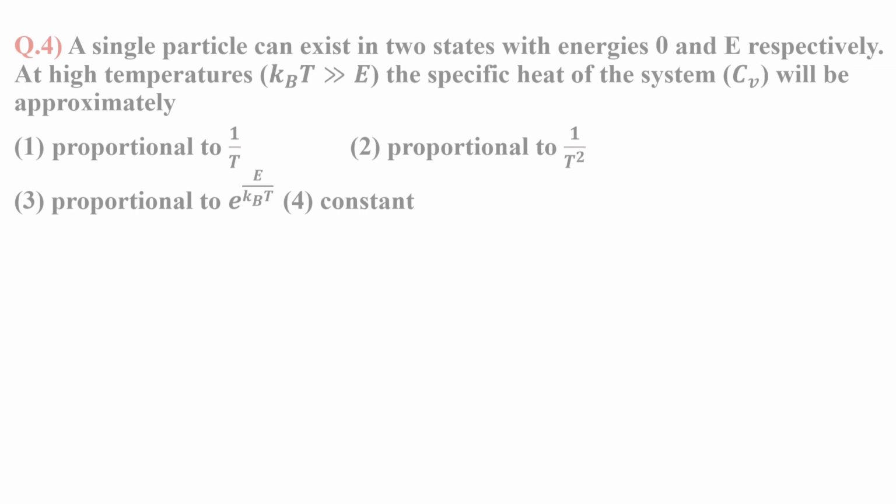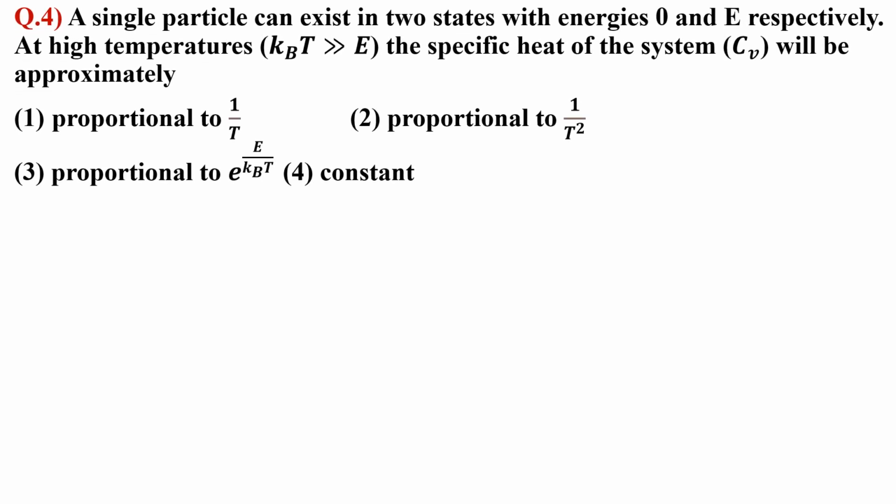Question 4. A single particle can exist in two states with energy 0 and E respectively. At high temperatures, kBT greater than E, the specific heat of the system Cv will be approximately option 1, proportional to 1 upon T, option 2, proportional to 1 upon T square, option 3, proportional to exponential E upon kBT, option 4, constant.